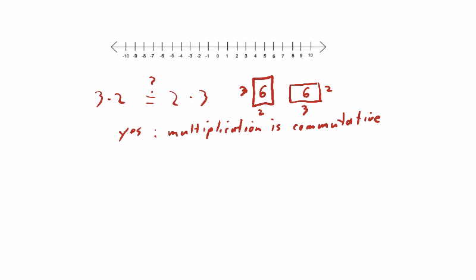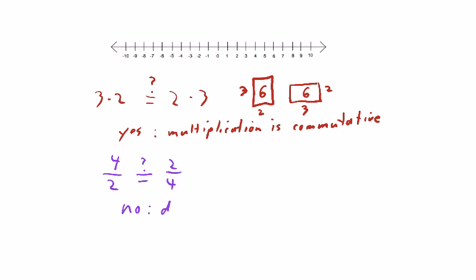Now, what if we turn this around? Let's actually switch to slightly different numbers. Let's see what happens if we do division. Does 4 divided by 2 equal 2 divided by 4? And the answer to that problem is a clear no. Okay, because 4 divided by 2 is clearly 2. 2 divided by 4 is equivalent to 1/2. So the answer is no.